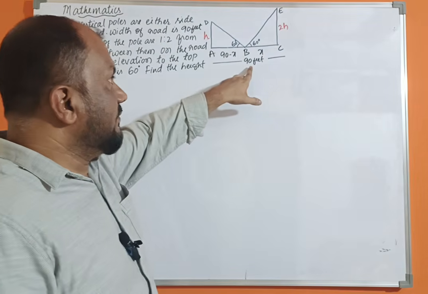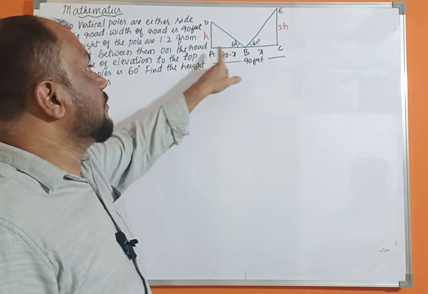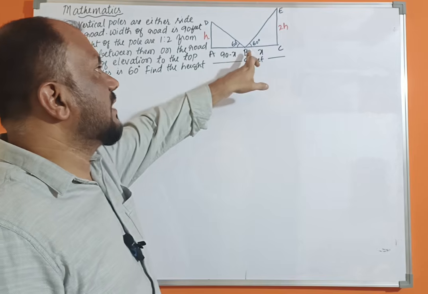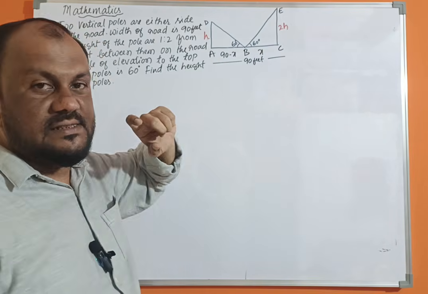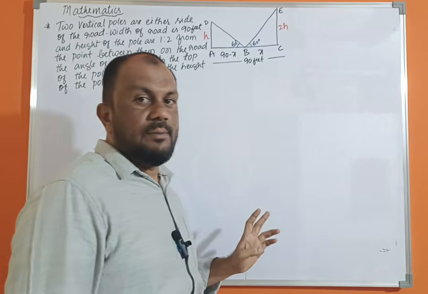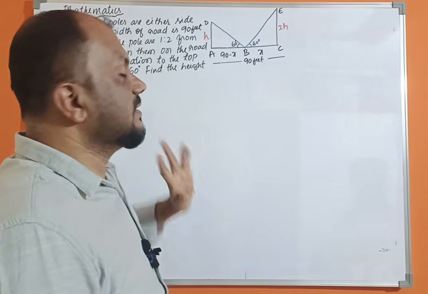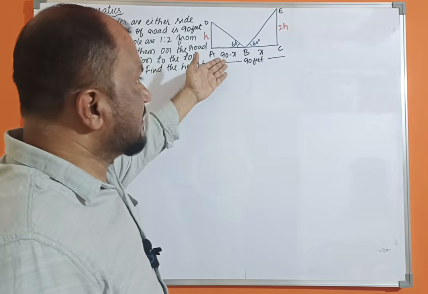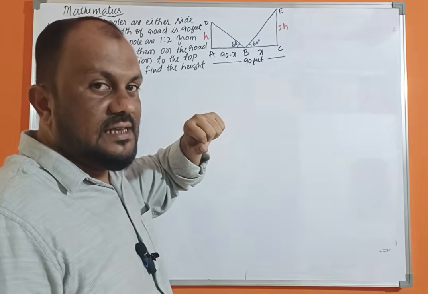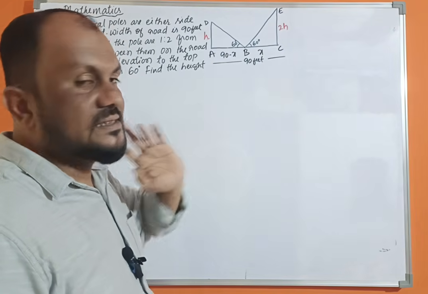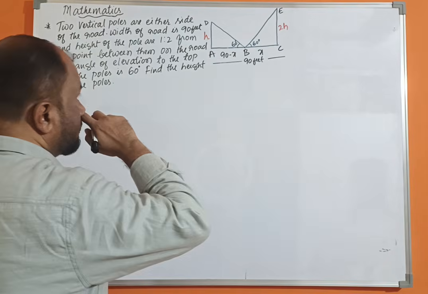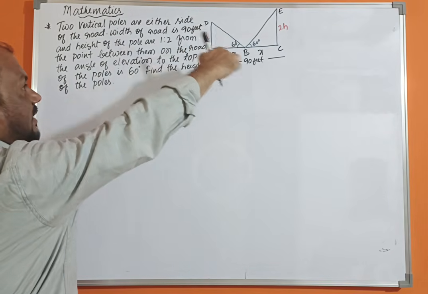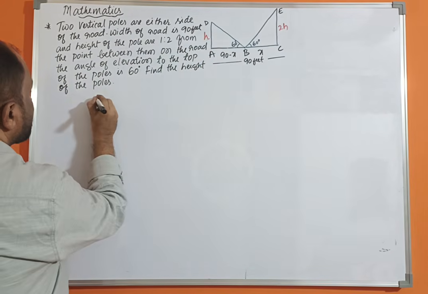AC is 90 feet. So this is divided into AB and BC. Suppose I take BC as X and AB is 90 minus X. It is given in your model paper just like that, keeping X and 90 minus X. As it is there in the question paper, we are using the sum. Now, let us start from the triangle BCE.